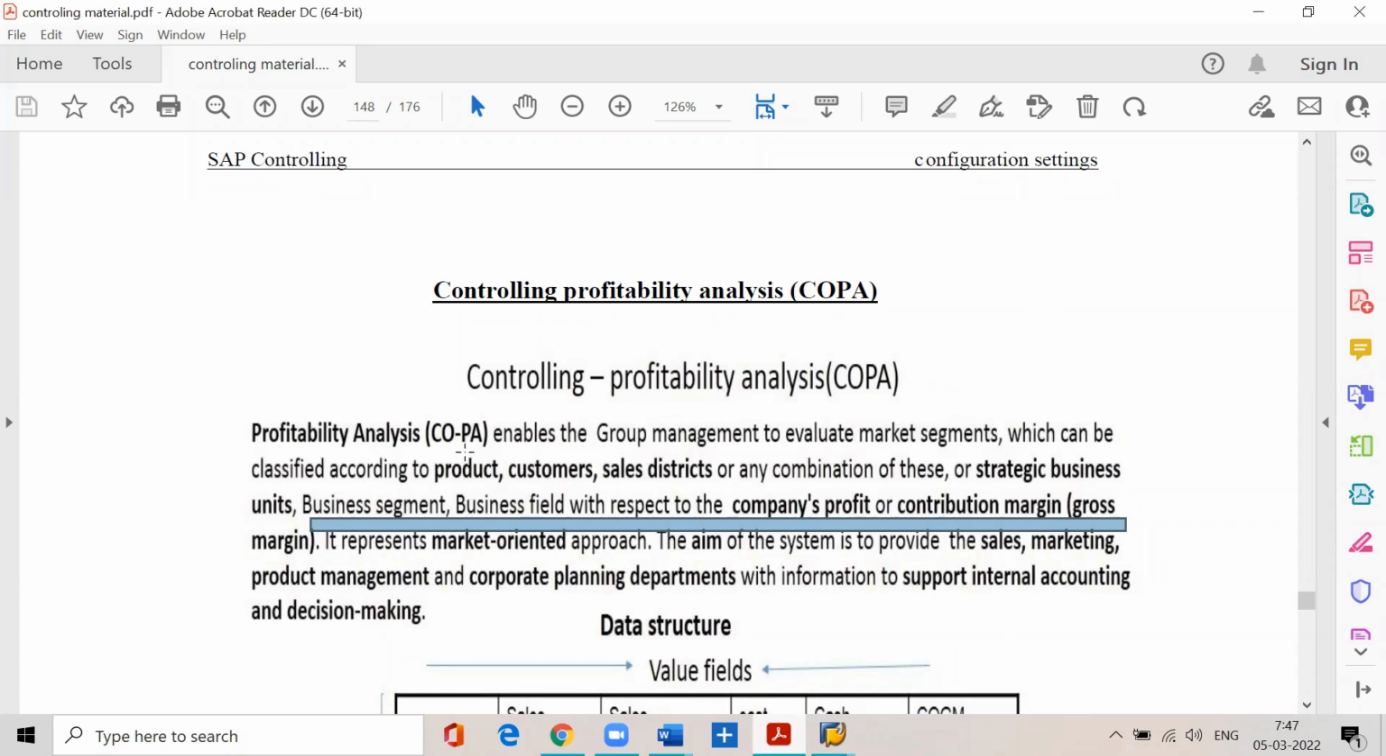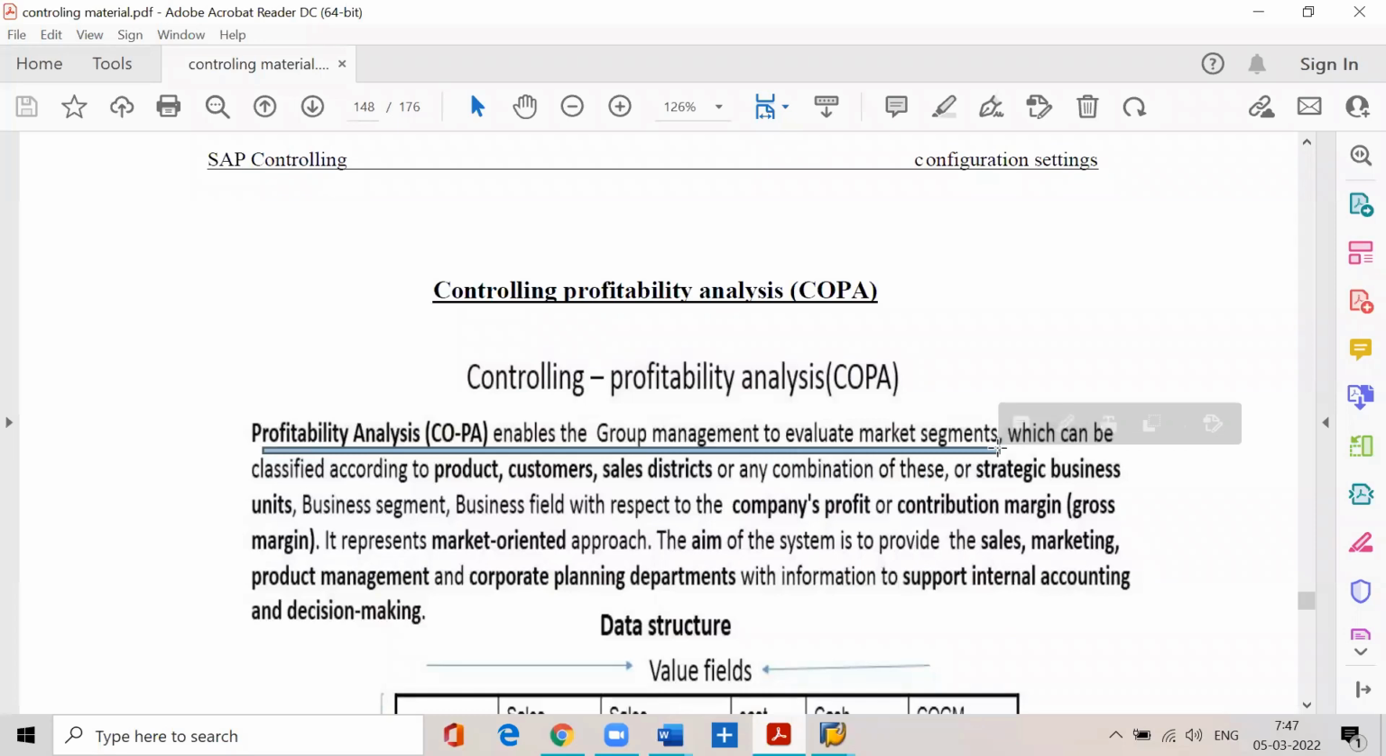So profitability analysis enables the group management to evaluate the market segments. Market segments means the markets which can be divided on the basis of products or customers. We can analyze the profitability of the company. Here, remember, we can analyze the profits of the company. We are not finding out the profits.